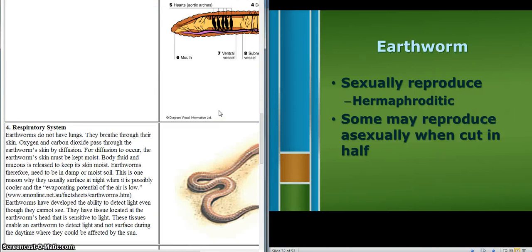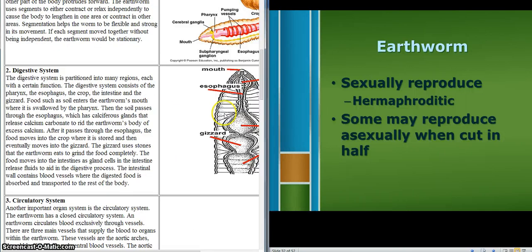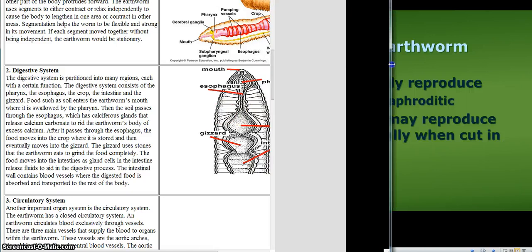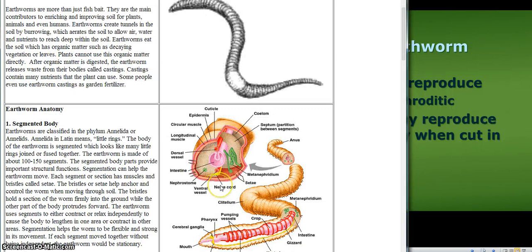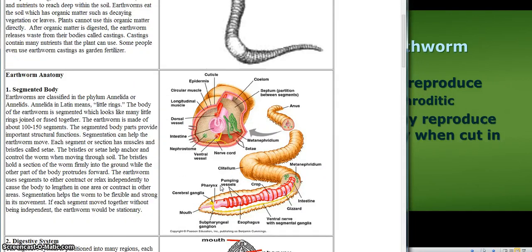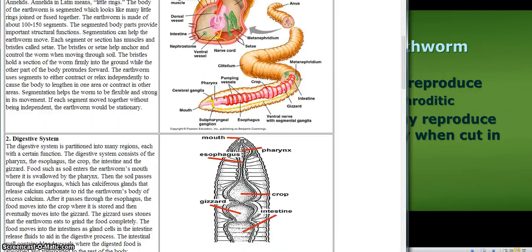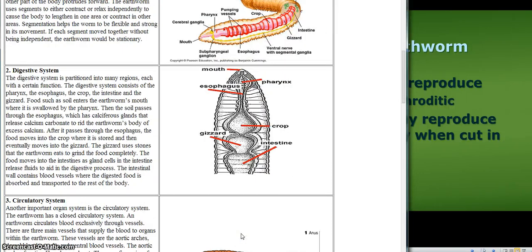So the earthworm, let's just run through it again pretty quickly here. Pull this out so we can see this one. They are very helpful to the environment in digesting matter. They are segmented worms, meaning that they have these different little rings. We have different systems of the segmented worm. We've got the digestive system, where the mouth, pharynx, esophagus, crop is a storage area, gizzard, digestion, intestine, enzymes.